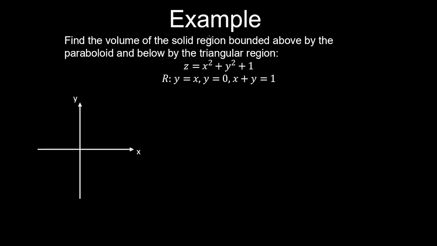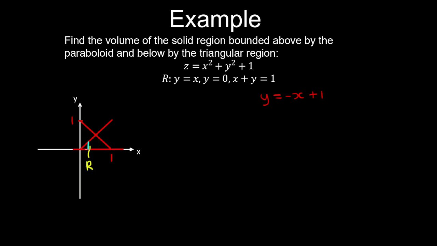Find the volume of the solid region bounded above by the paraboloid and below by the given triangular region. So the triangular region is bounded by the line y equals x, y equals 0, and x plus y equals 1, which is another line with a negative slope and a y-intercept of 1. So when x equals 1, y equals 0. So the line looks something like this. And this here is our region R.